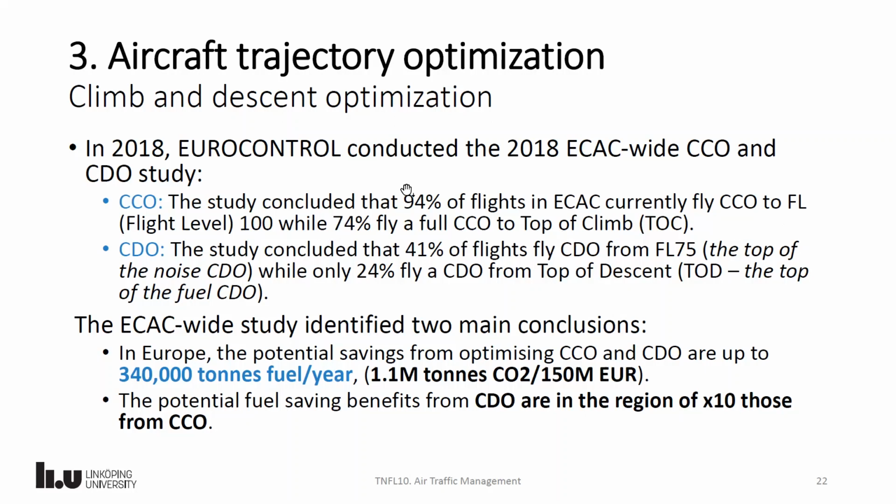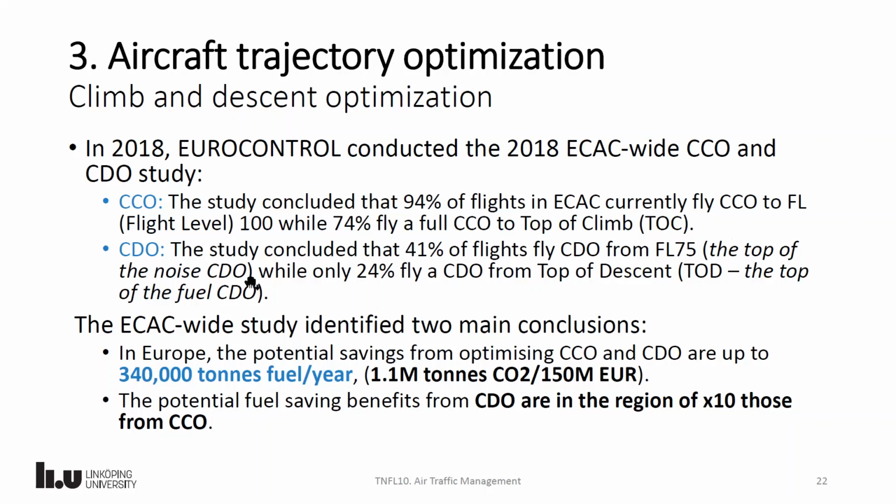And these numbers are quite big. 74% of flights flying continuous climb operation, it's a big achievement. And that's something that Europe and SESAR have been working on, and I think it's giving some benefits already. Then for the continuous descent operation, on the other hand, they found that these numbers were much lower. They concluded that 41% of flights fly continuous descent operation from flight level 75, which they identify as the top of noise CDO.